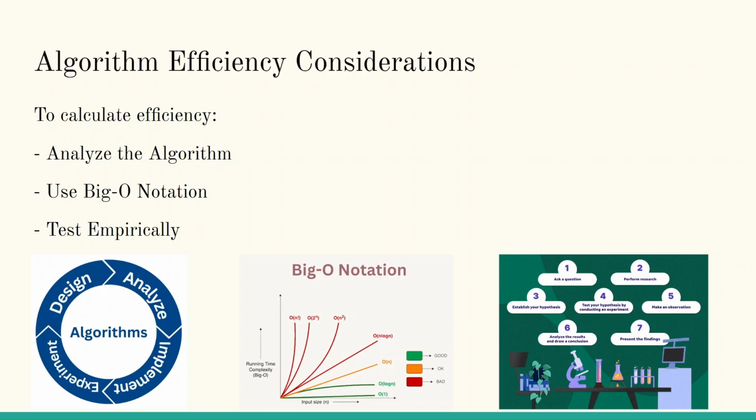What is analyzing the algorithm? It breaks down the steps and identifies how many operations or memory units are used for varying input sizes. Big O notation. Compare the rate of growth of operations or memory usage with respect to input size. Test empirically. Run the algorithm with different input sizes and measure actual runtime and memory usage.